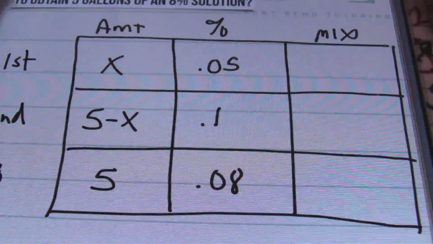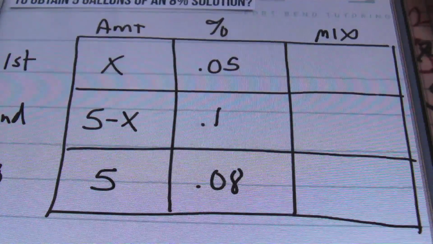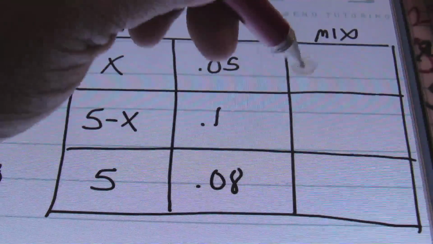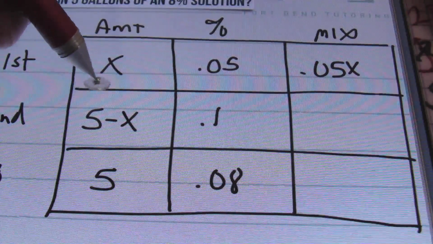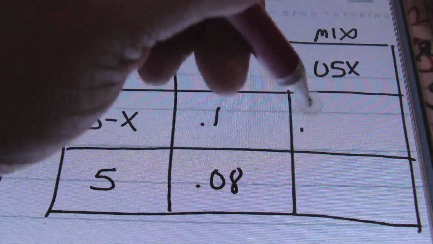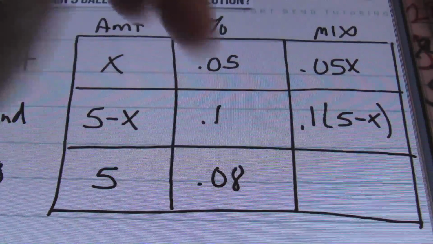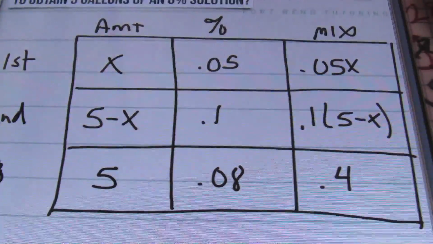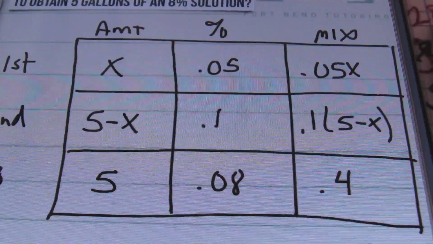Remember, ladies and gentlemen, your third column is going to be the product of the first column times the second column. So multiplying x times 5/100ths, I'll end up with 5/100ths x. Then multiplying 5 minus x times 1/10, I'll have 1/10 times 5 minus x. Then multiplying 5 times 8/100ths, we'll just end up with 4/10ths, just like that. I'll be using this last column to create my equation, ladies and gentlemen.